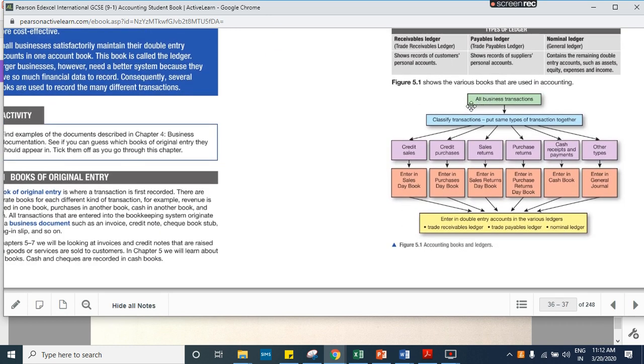So here, all business transactions are classified into different categories: credit sales, credit purchases, sales returns, purchases returns, cash receipts and payments, and other types, and where exactly they'll be transferred to. For example, credit sales are entered in the sales day book. Credit purchases in the purchases day book, sales returns in the sales returns daybook, purchases returns in the purchases returns daybook, cash receipts and payments go to the cash book, and if there are small payments, they go to the petty cash book. Rest of all the transactions go to the general journal.